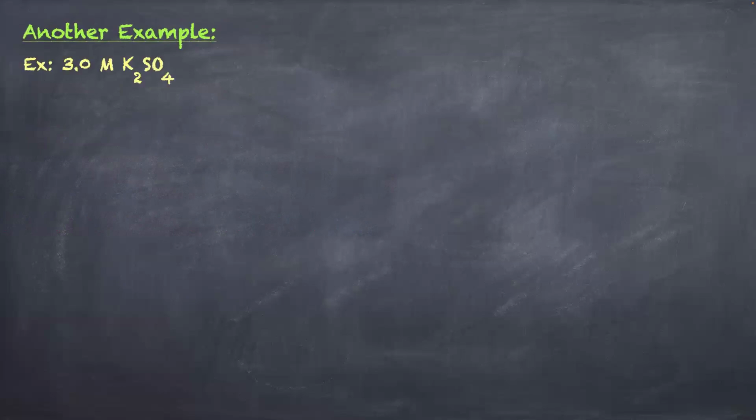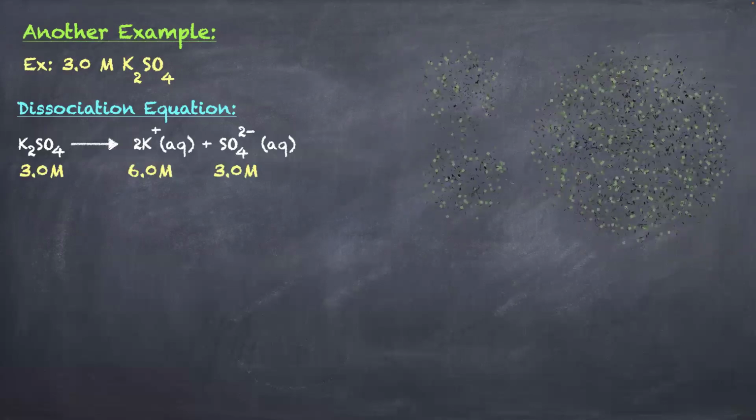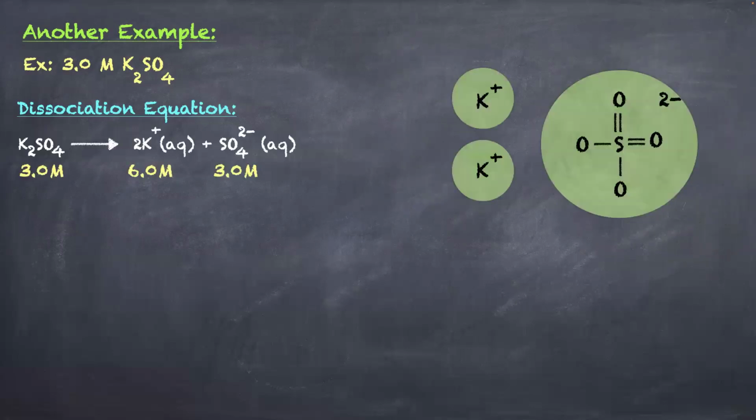Let's say we have 3 molar K2SO4 now. First, we have to write the dissociation equation, which for K2SO4 gives us 2 K positives and an SO4 2 minus. If the concentration of K2SO4 was 3 molar, then the K plus has to be twice as much because it has a coefficient of 2, meaning for every one K2SO4, there's two times the K plus produced. Basically, you have 2 K positives produced and only one SO4 2 minus produced. So K plus, there's 2 of them, and SO4 2 minus is just one ion altogether.